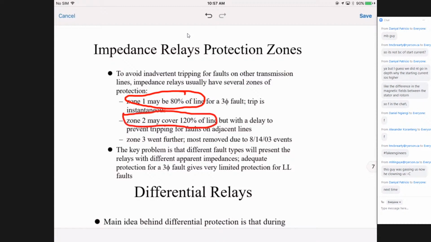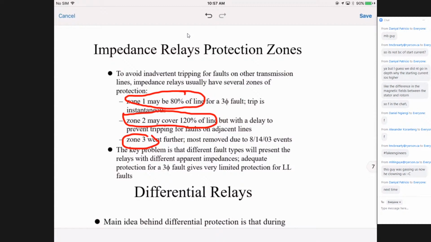And then zone 2 is more than that line. It covers the other zone, and why it covers the other zone we'll discuss. It's 120% of the line itself. It covers into the other zone. Why we do that, we'll talk about it. And then zone 3 will be line 1 and line 2 together.